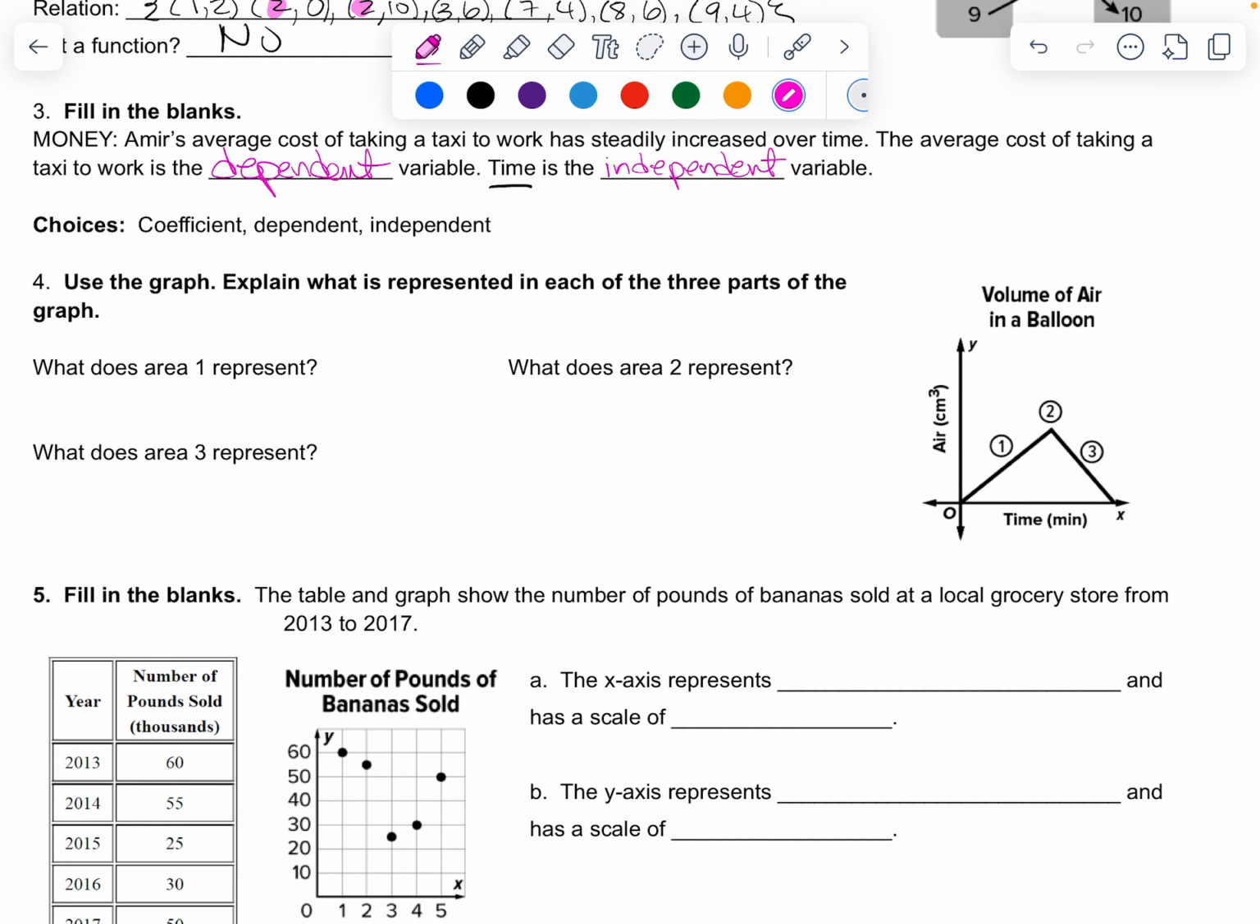So let's look at this. It says explain what it represents. So what is area 1? We're talking about volume of air in a balloon, and we're talking about time getting bigger and the amount of air getting bigger. So the air going into a balloon.